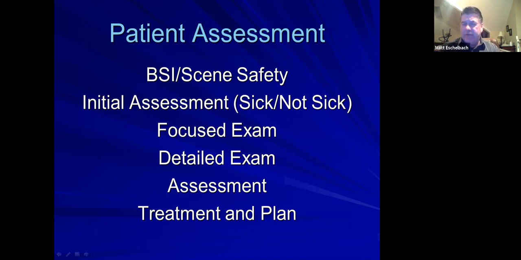So someone comes in, they're short of breath, we take a look at them, they look cyanotic, they look blue, they're young, they have a history of asthma. We do a focused exam, we hear wheezing. We do a more detailed exam and we hear wheezing in all four lung fields. Our assessment is an acute asthma attack. And then we figure out a treatment plan by giving them bronchodilators.